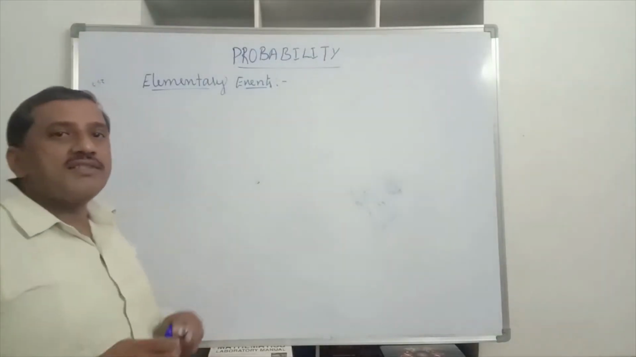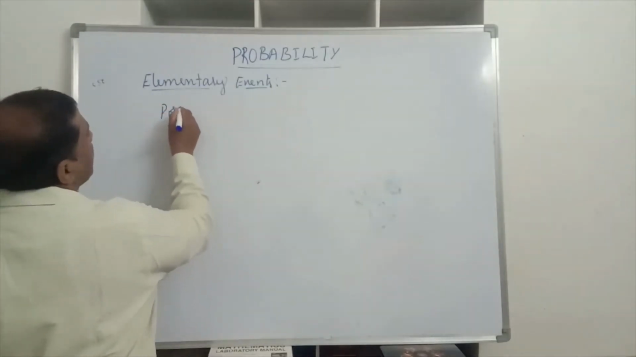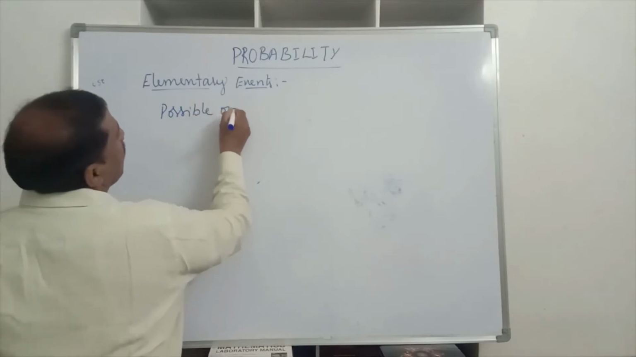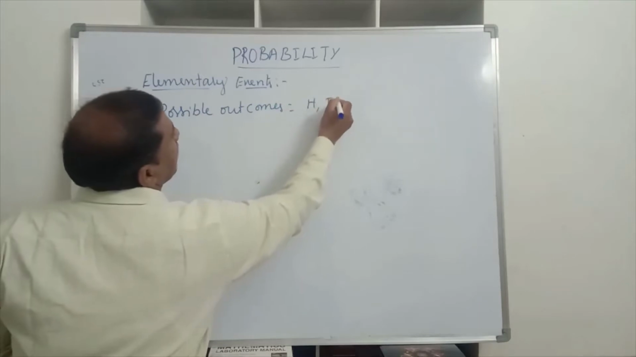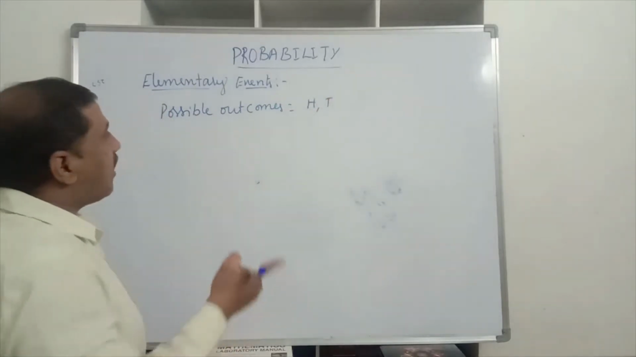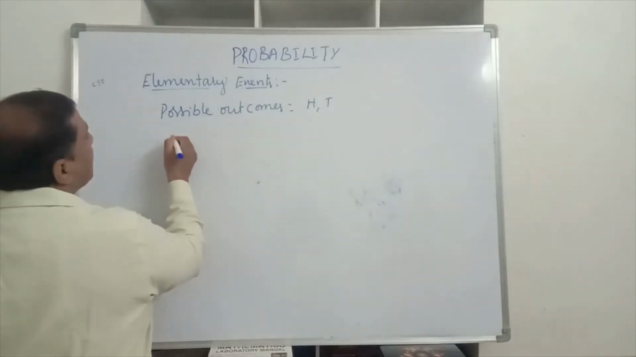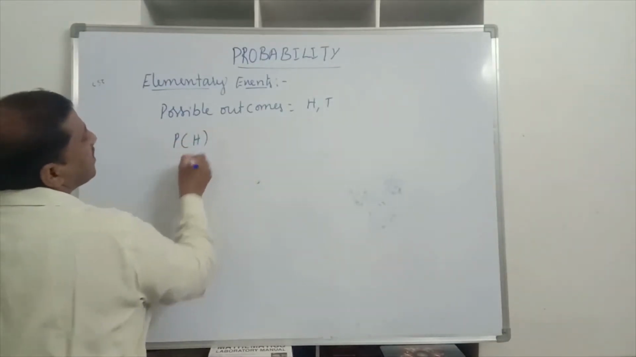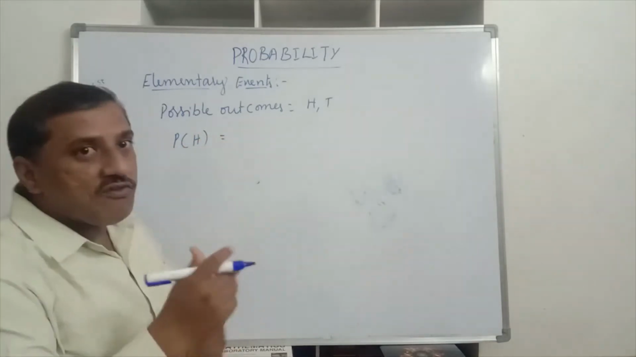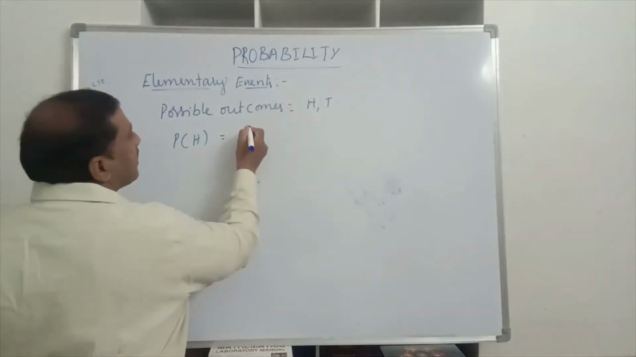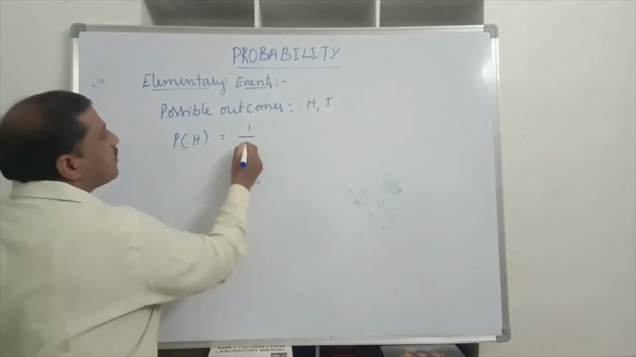Now when we toss a coin, what are the possible outcomes? We get either a head or a tail. Now what is the probability of getting a head? Let P of H stand for getting a head. The probability of getting a head is the number of favorable outcomes of getting a head, that is 1, divided by the total number of outcomes, which is 2, that is 1 by 2.